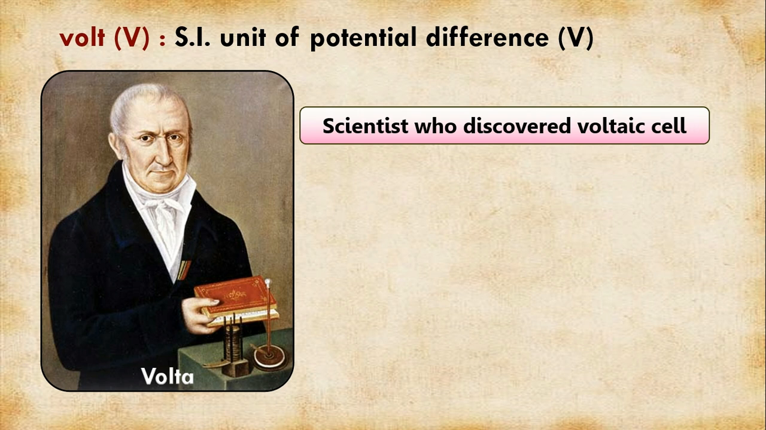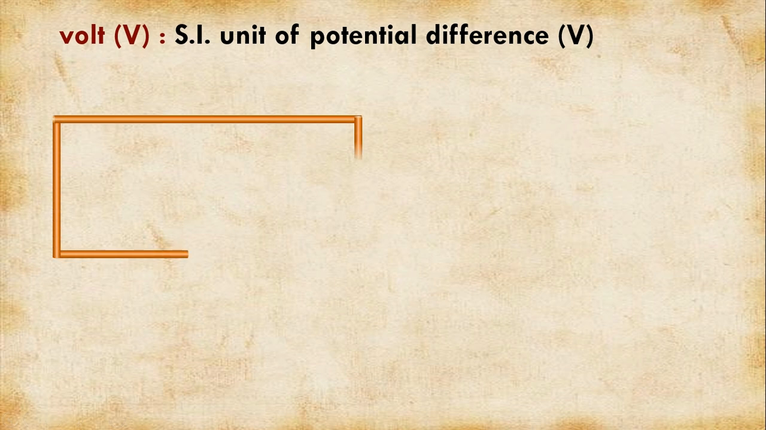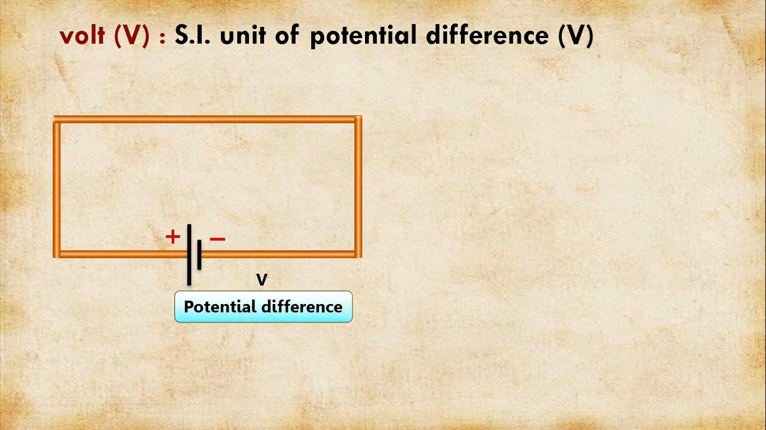Now you can see an electrical circuit which is connected with a battery having plus and minus terminals, positive and negative terminals. You can see the potential difference, the difference between the positive terminal and the negative terminal. So from the higher potential to the lower potential, the difference is nothing but the potential difference.